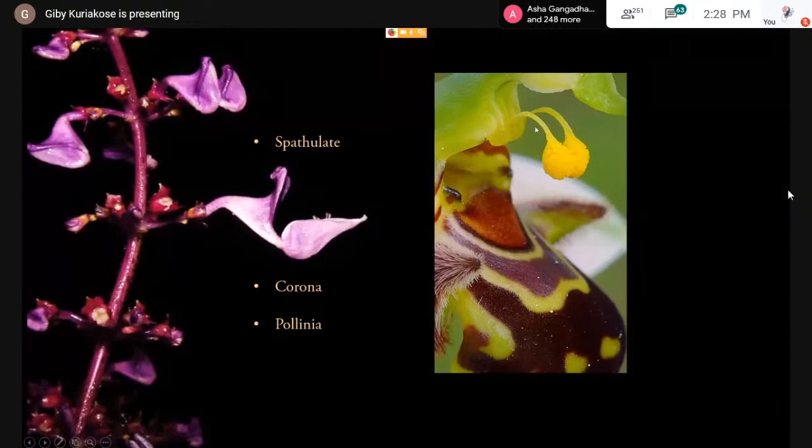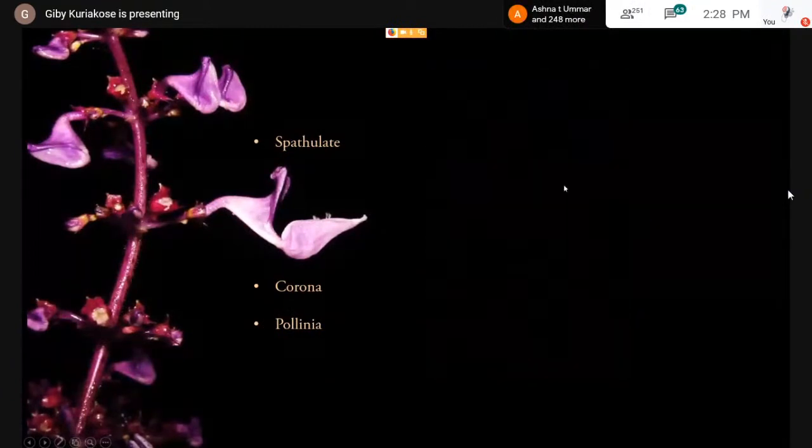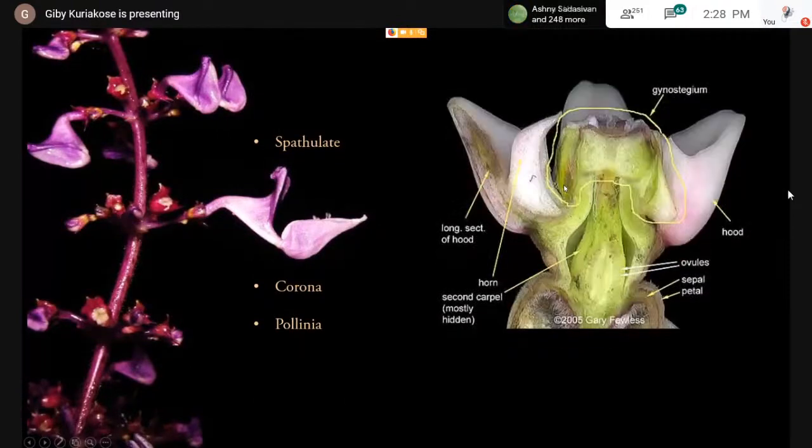This is a pollinia of an orchid. Asclepiadaceae also have pollinia. Then another technical term is gynostegium. I just wanted to bring you some technical terms.